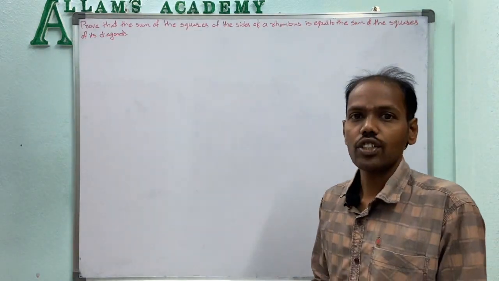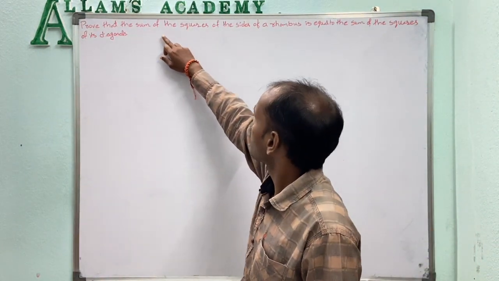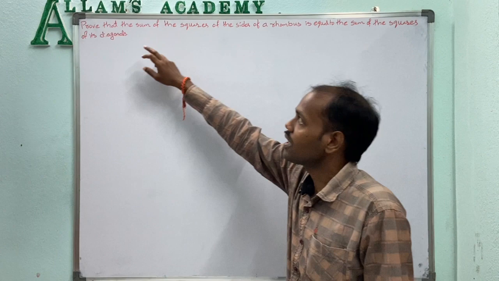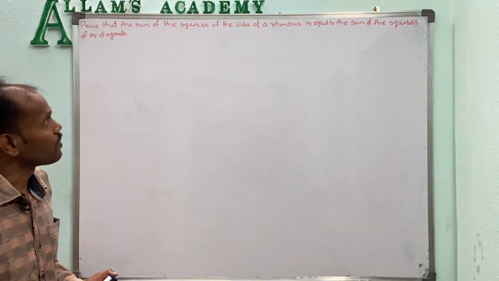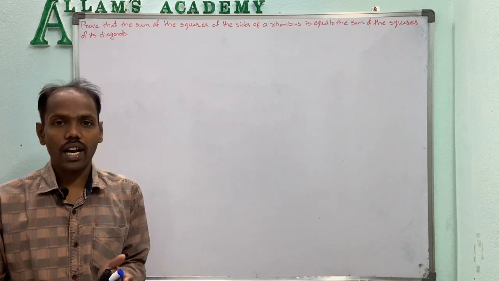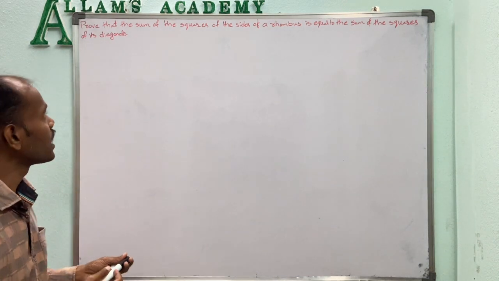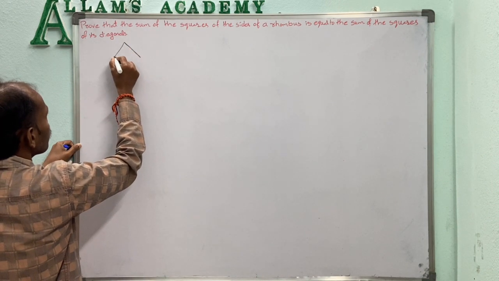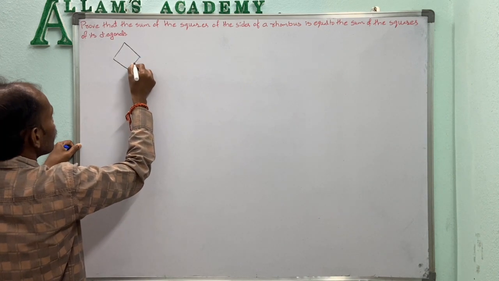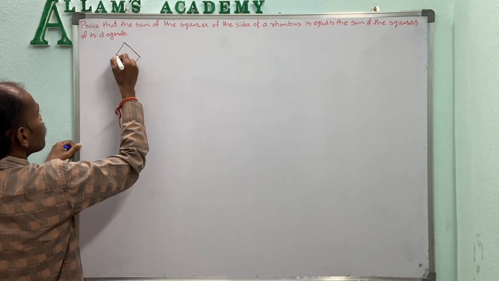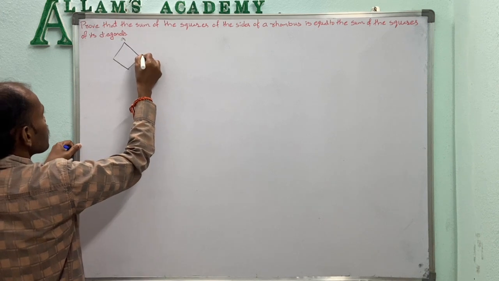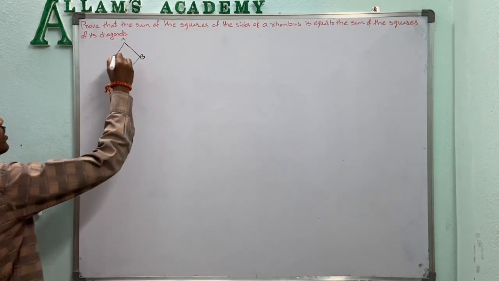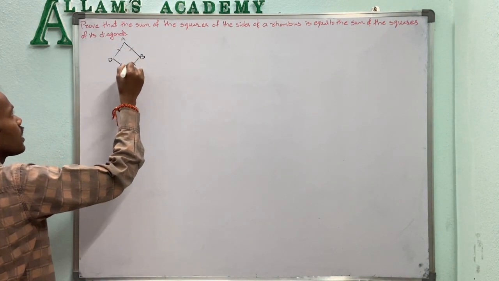Okay. The next given problem is prove that the sum of the squares of the sides of a rhombus is equal to the sum of the squares of its diagonals. So we take a rhombus. A rhombus is a quadrilateral with all sides equal. So ABCD, a rhombus taken. In this rhombus all sides are equal.